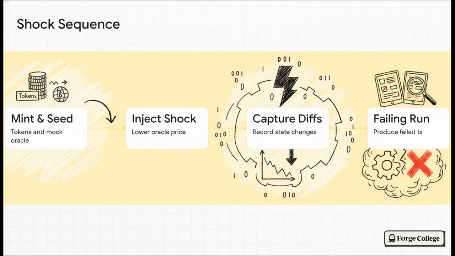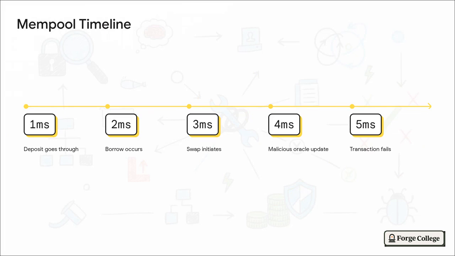First, we use the script to mint test tokens and seed a mock Oracle account with a totally normal price. Second, we deliberately inject an Oracle shock right before the leverage swap actually settles. And because we're doing this on a local validator, we can literally manually write a new, drastically lower price directly to the Oracle account data to force a race condition. Finally, we capture the output and successfully produce our failing run. Let's look at the exact chronological trail in the mempool that leads to this total disaster.